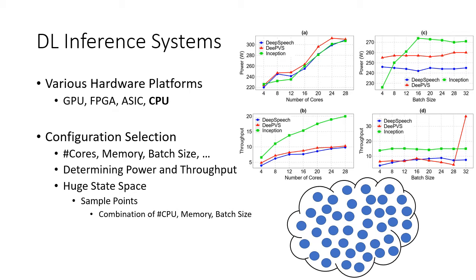You can see in the plots how the power and throughput change when we keep other parameters fixed and only change one of them, number of cores or batch size. Furthermore, the combination of these control knobs creates a huge state space or configuration space, where the relationship between the control knobs is very complex and hard to model. So, it is challenging to find the proper configuration for various objectives and constraints.